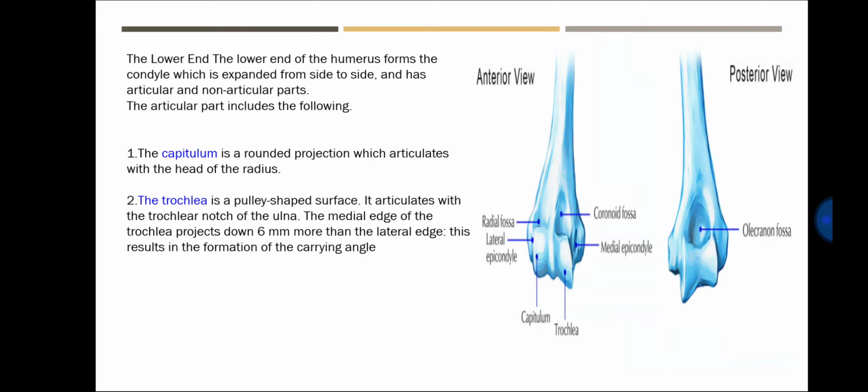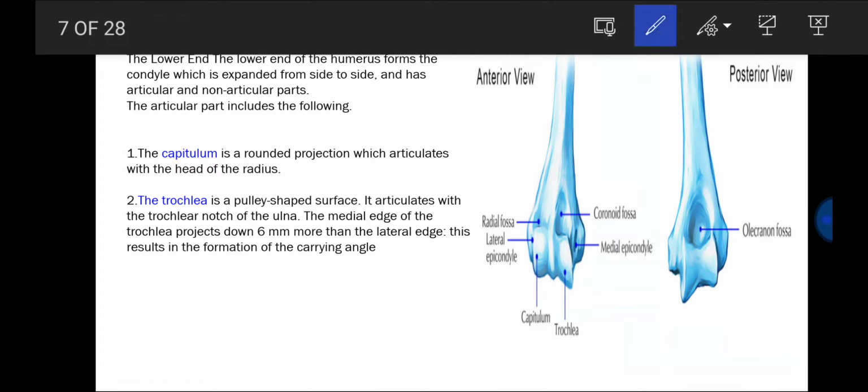Next we proceed to the lower end. So we covered the upper end and shaft. Now the lower end. The lower end of the humerus forms the condyle, which is expanded from side to side and has articular and non-articular parts. Articular parts make a joint with the other bone; non-articular parts do not make any joint.